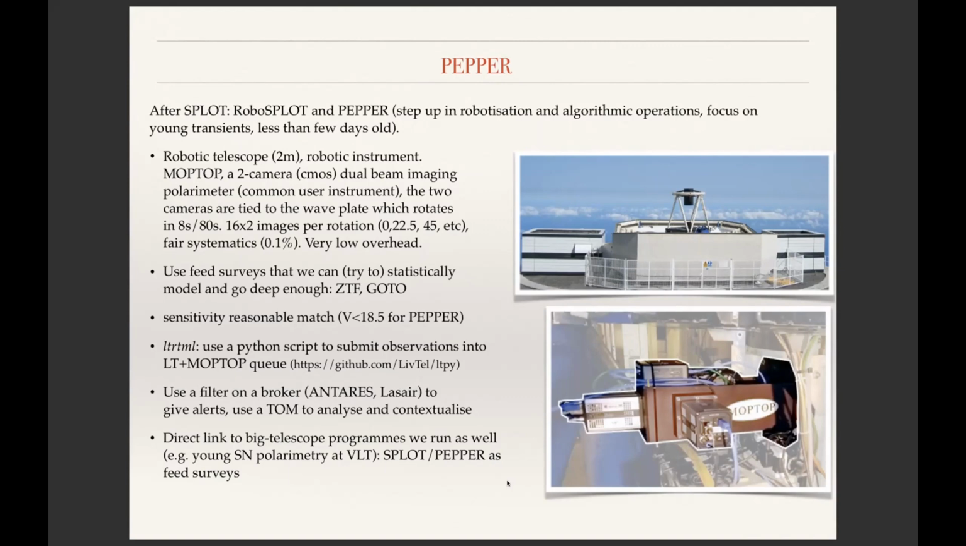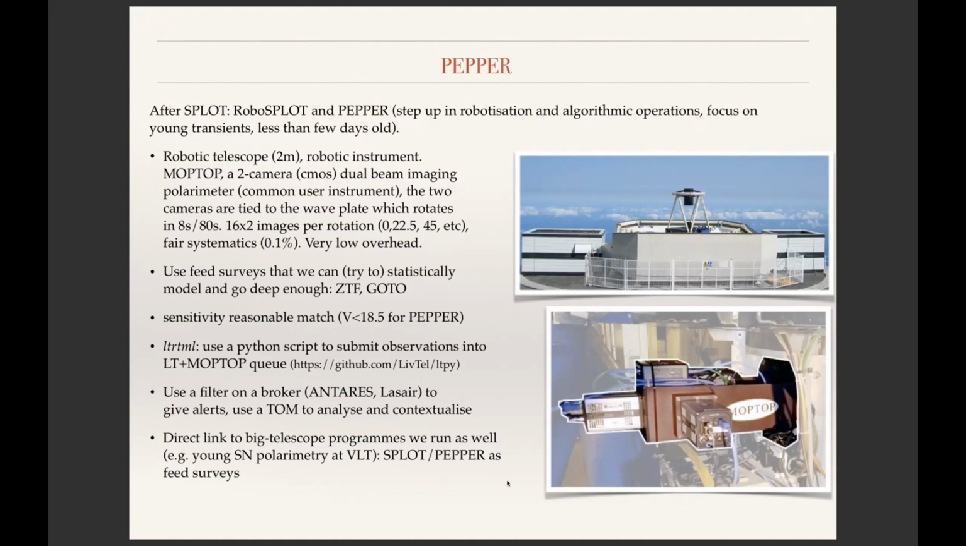So that gives you 16 images per camera, or 32 in total, per rotation of the wave plate at steps of 22.5 degrees. So the systematic error is quite reasonable, about 0.1%, and the overhead is very small. It's very helpful. Now, we particularly use feed surveys that we can try to statistically understand a bit. In our case, that's ZTF and GOTO. So those are sources where we can either get to the raw data and inject fake sources and understand the retrieval statistics properly, and sources where we can understand the cadence and the weather conditions very well.